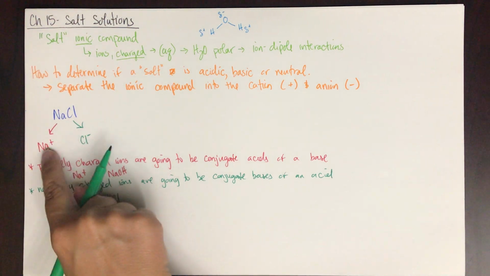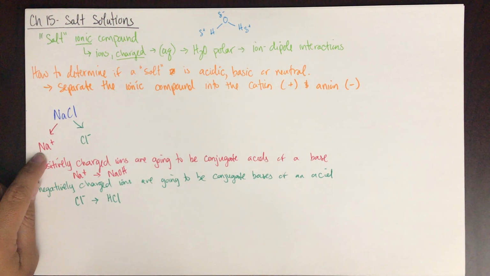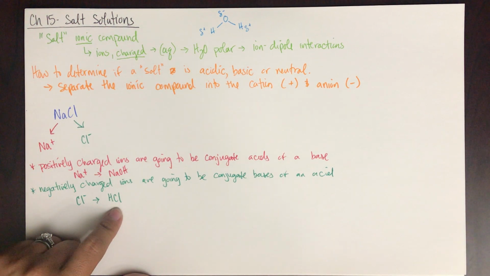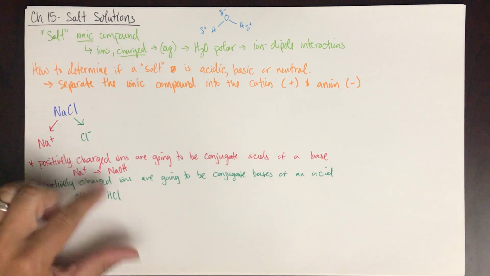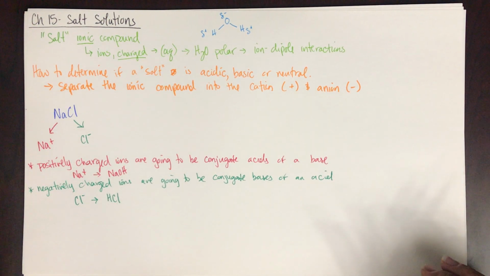So you look at these ions that make up the salt and you see which acid or base they came from. The positively charged ion will always have come from a base, sodium hydroxide, and the negatively charged ion will always have come from an acid. In this case, it's HCl. Okay, so we've established that part.